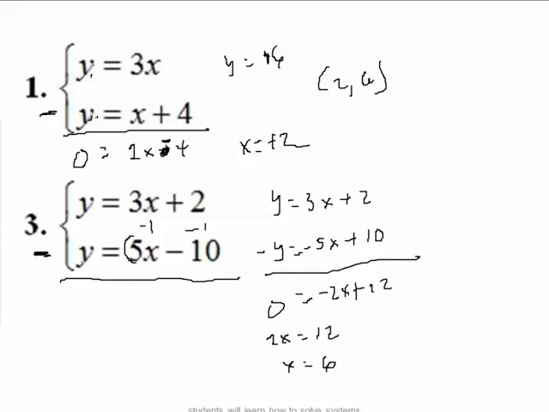Ta-da! Come back to this first equation. 3 times 6, well, that's 18. Plus 2, that's 20. So y is equal to 20. My point in this situation is 6 comma 20.